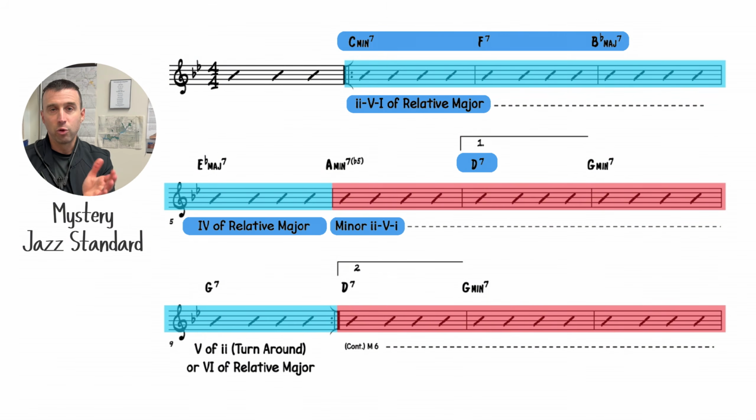So again, in this case, 2-5-1, 4 in B flat major, we're going to play B flat major for those first 4 bars. And then for the minor 2-5 in bars 5, 6, and 7, we're going to switch to our G harmonic minor scale.